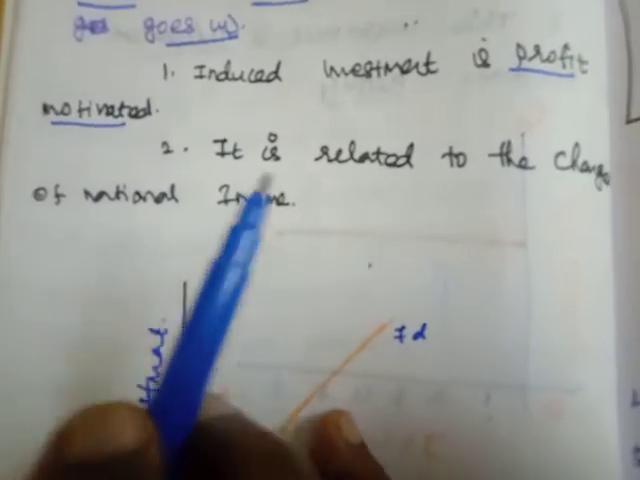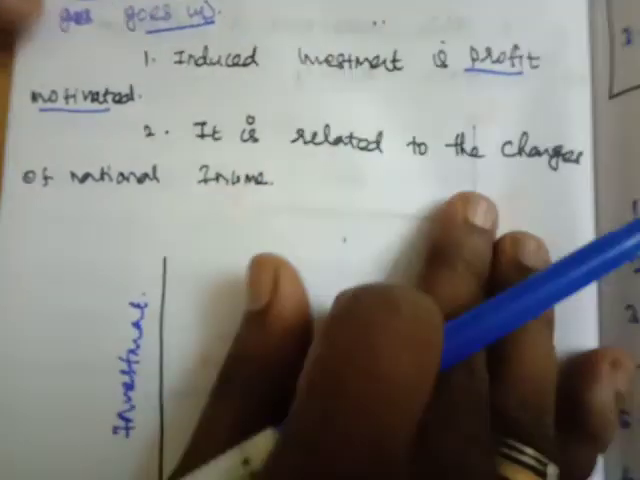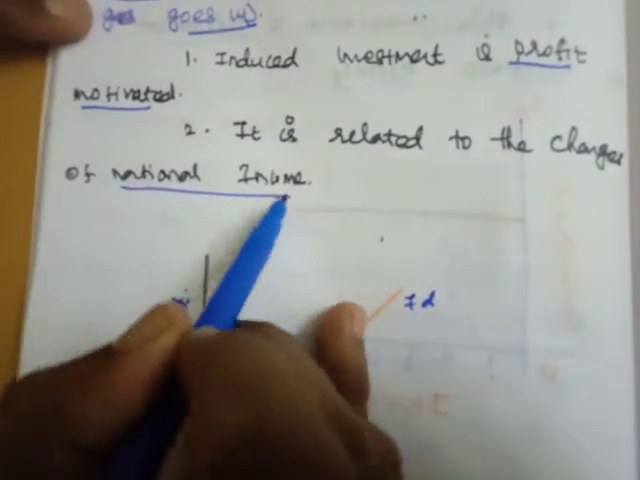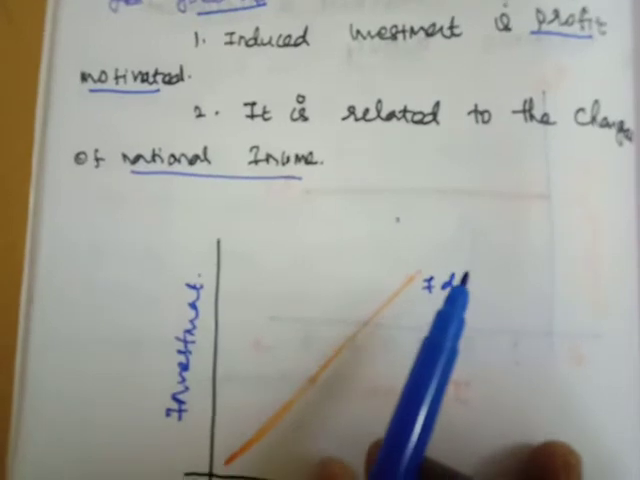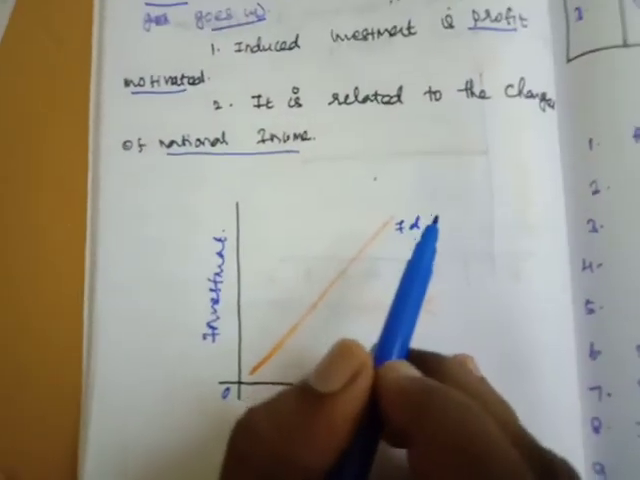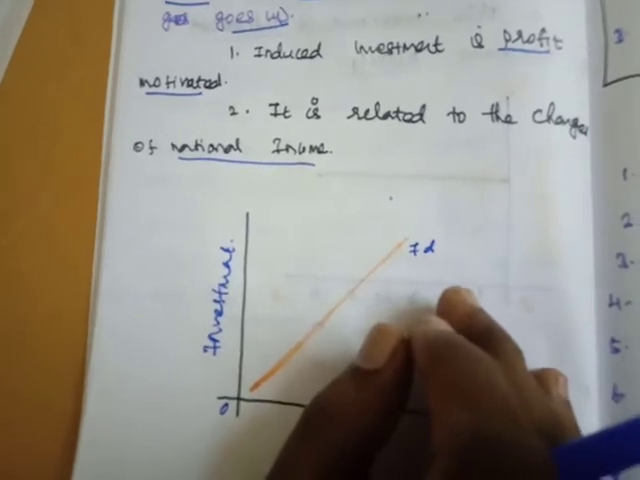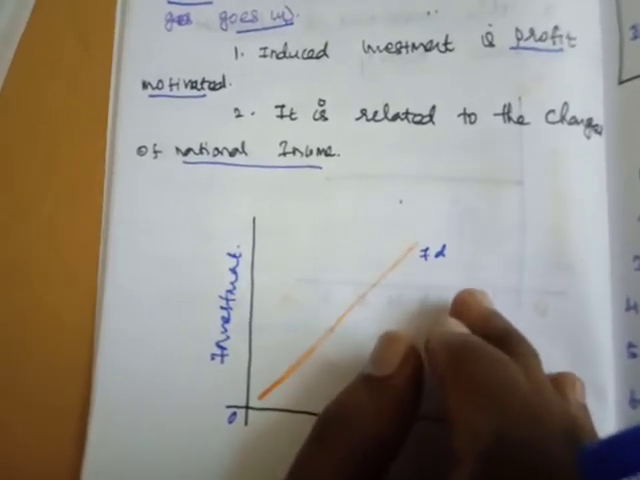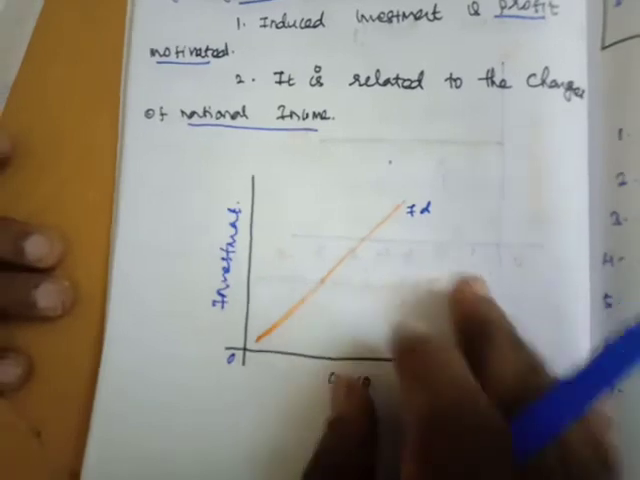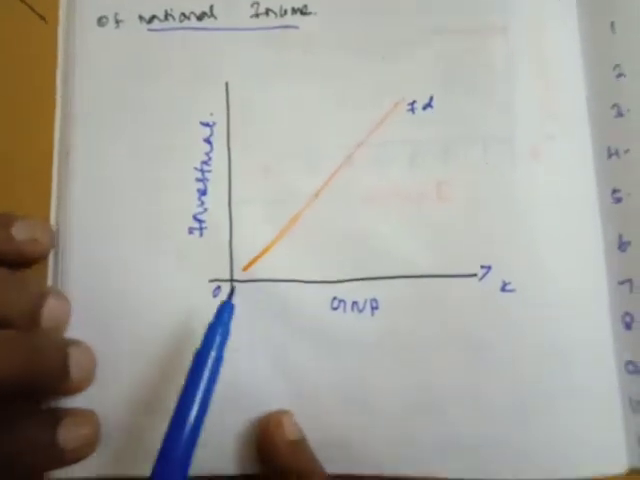That is induced investment, and it is related to changes in national income. When you increase the induced investment, the total output of the economy or country will increase. It will determine the economic growth of the particular country. So next we will move to the diagrammatic explanation.